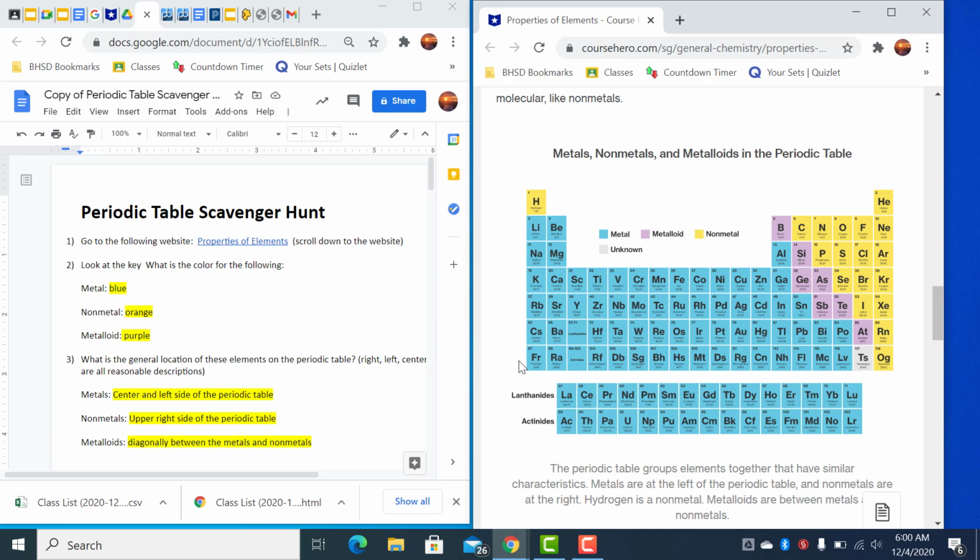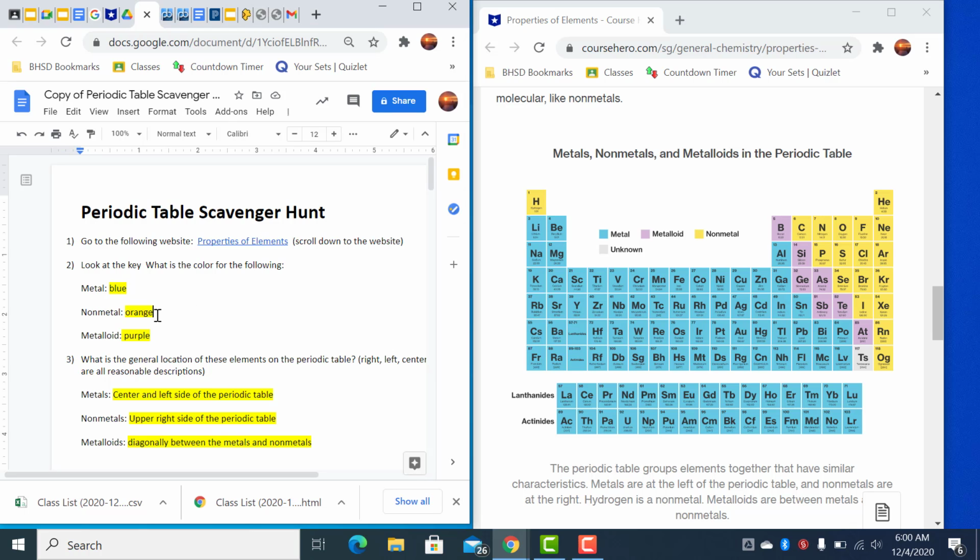Okay, so question number 2 says, look at the key. What is the color for the following? So here's your key right up here. And every periodic table that you look at, there's going to be a key that's going to tell you what kind of information that periodic table is giving you. And this is a simple one that just gives you the classification, so metals, nonmetals, and metalloids.